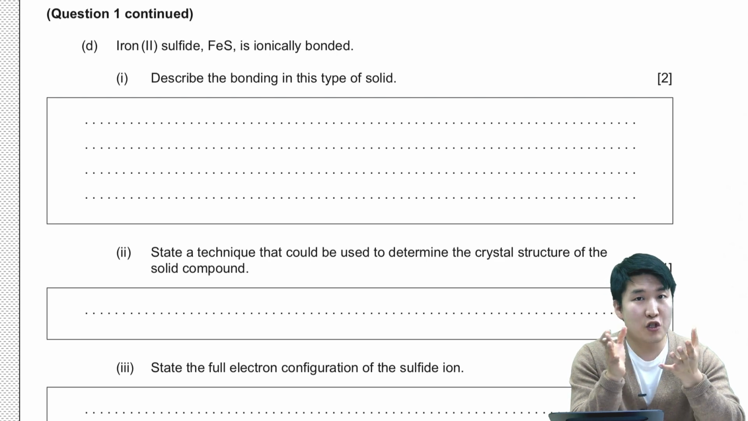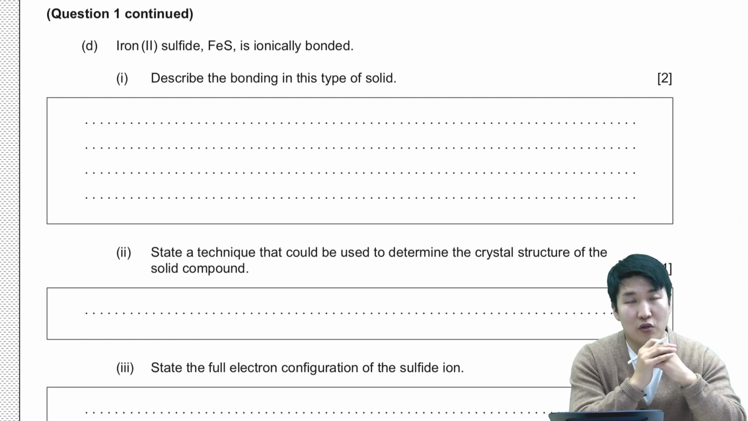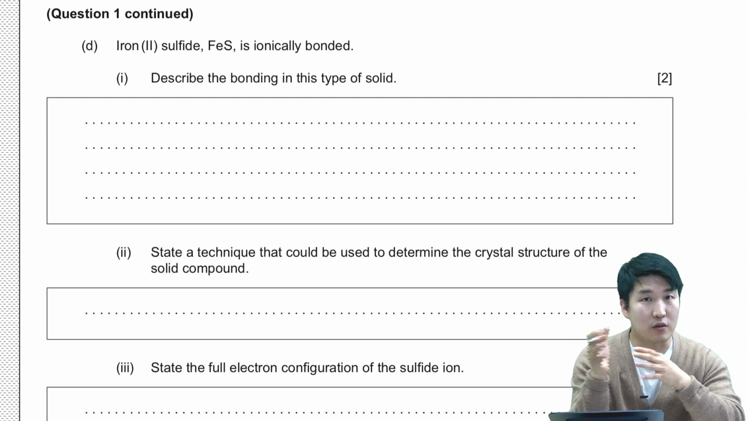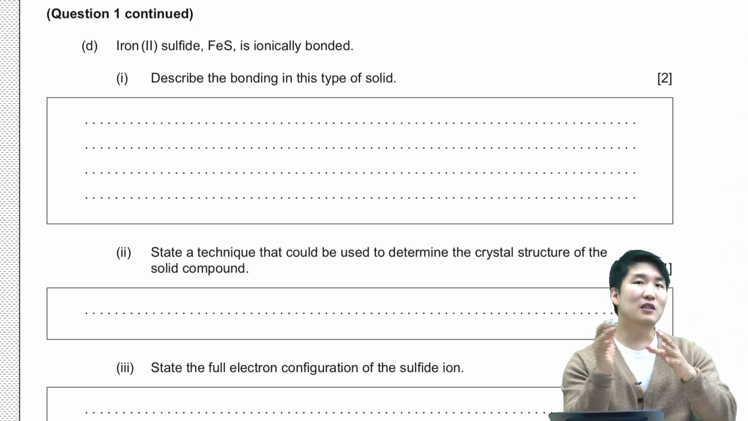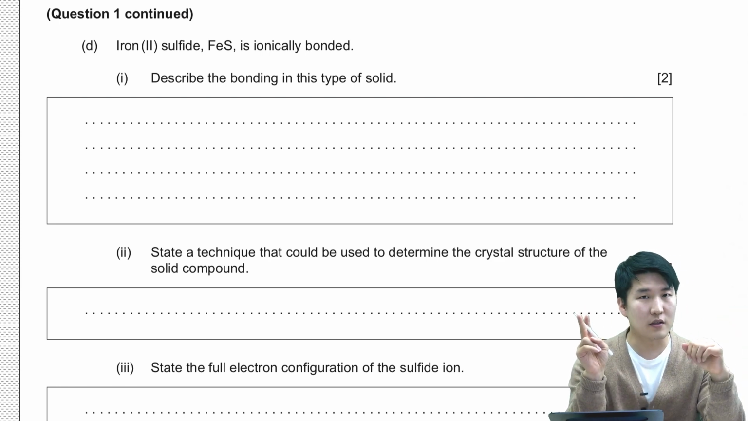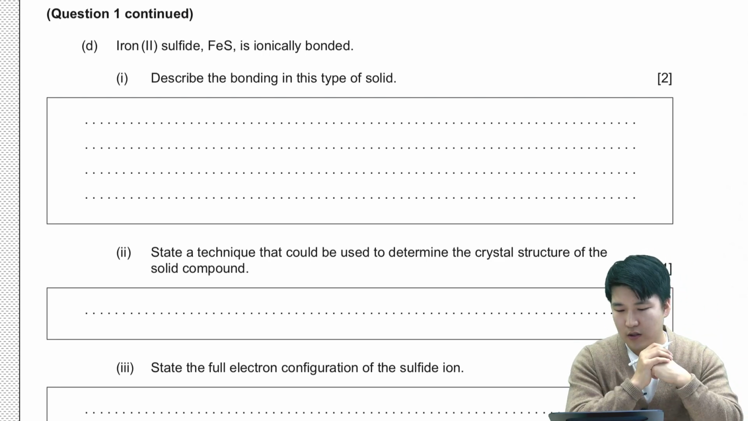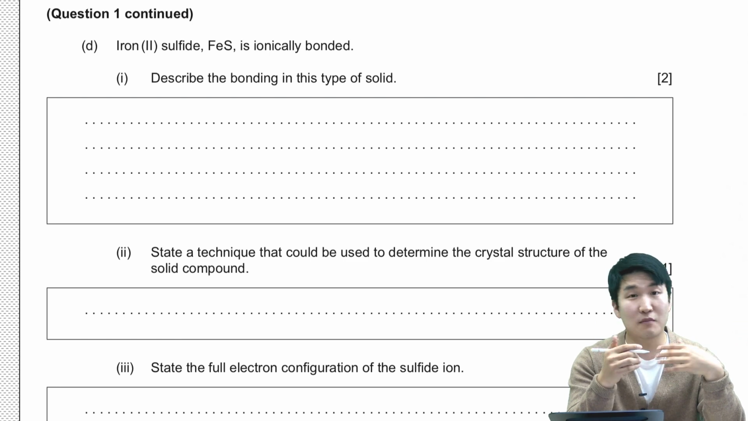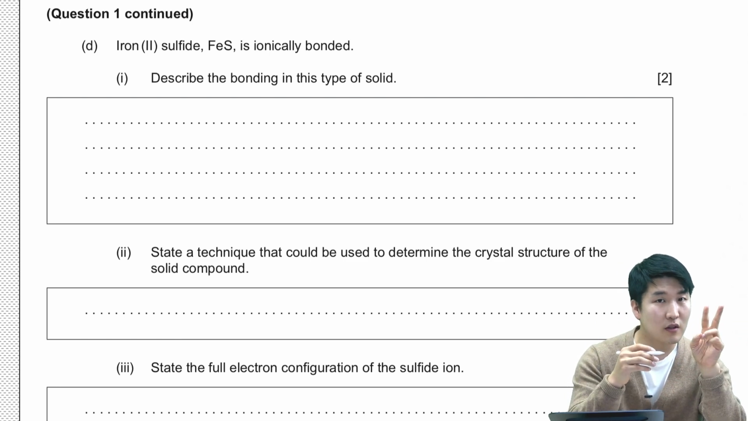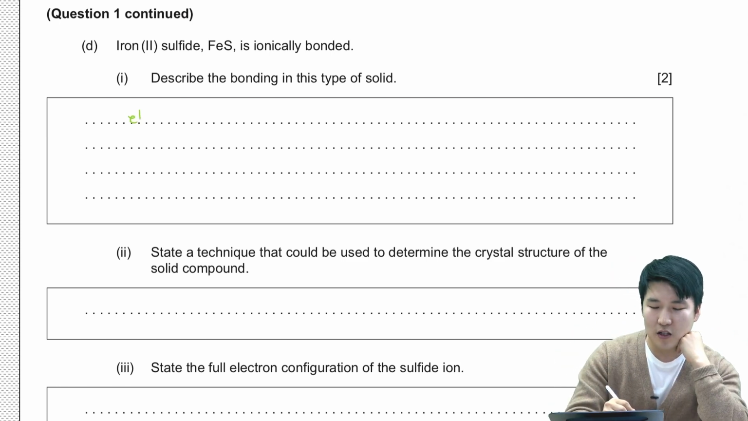Back to the bonding nature of ionic sulfide. Like all the other bonding, the nature is going to be electrostatic attraction. Electrostatic attraction between Fe2+ and S2-, cation and anion. And that is because there has been a transfer of 2 electrons from the metal ion to the non-metal sulfur. Electrostatic attraction is the nature of ionic bonding.